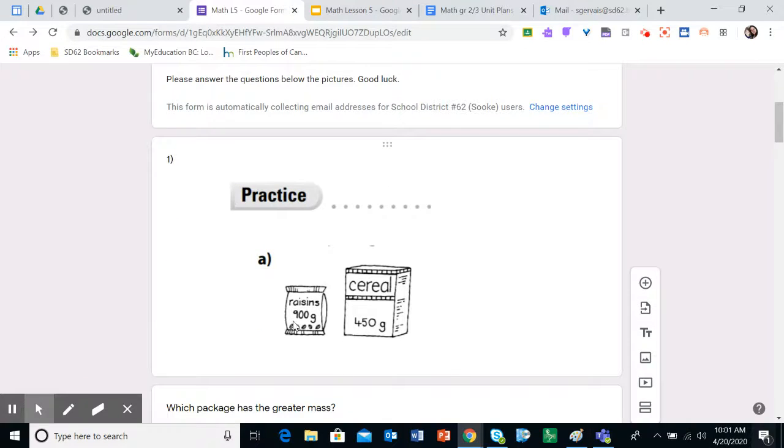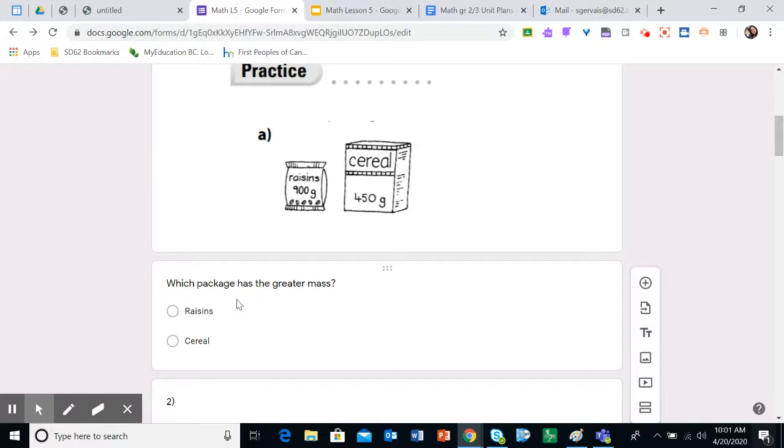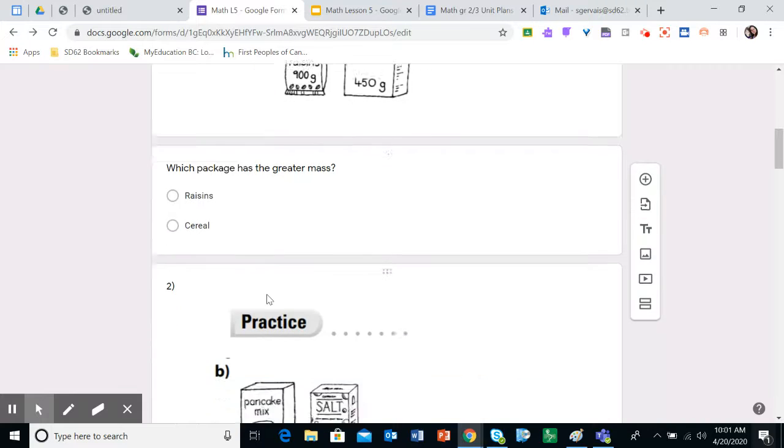Number 1 is raisins or cereal, and it says, which package has the greater mass? Which one has more mass? The raisins that are 900 grams or the cereal that's 450 grams? Don't be tricked by the size, so click the one that you believe is the greater mass.